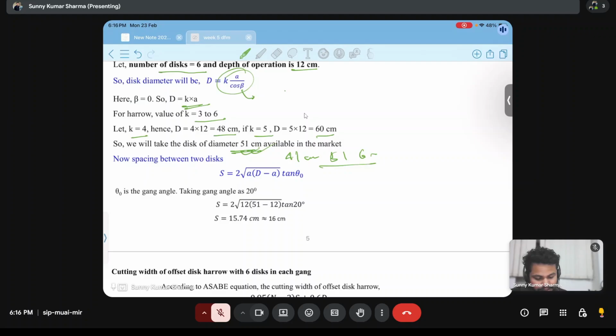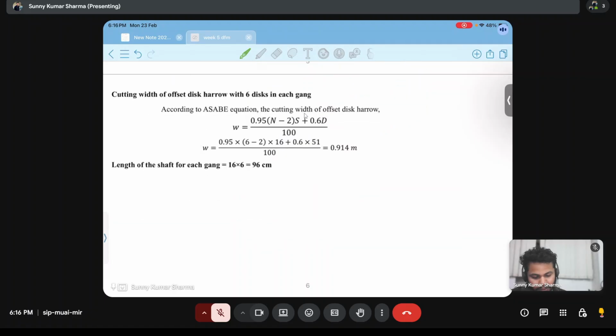And now spacing. We have already seen the formula that the spacing is given by 2 into root under C into D minus C, or 2 into root under A into D minus A, where C is generally reach height and A is depth of operation. We generally take reach height and depth of operation the same, so putting all those values here, the spacing will become 16 centimeters.